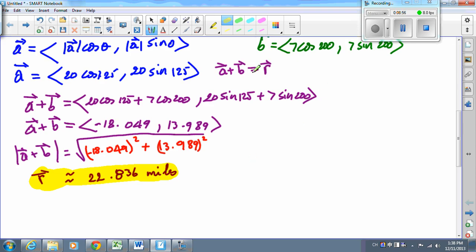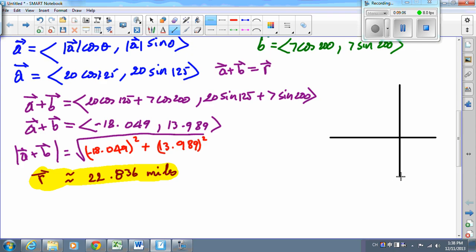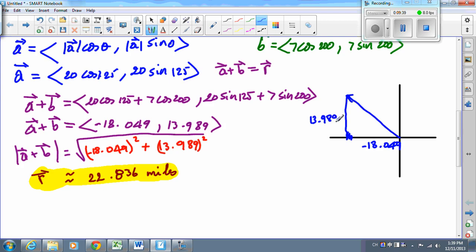Now, to find the second answer, which is the angle that is the bearing, the first thing I will do is go ahead and graph that. So here's my x coordinates, and here's my y coordinates. And I know that the coordinates of the vector A plus B are given here. So the x value is negative 18.049, and the y value is 13.989. So at this point, I have this distance. It's a right triangle, and the angle that I'm worried about is this first, theta. So let's go ahead and find theta.